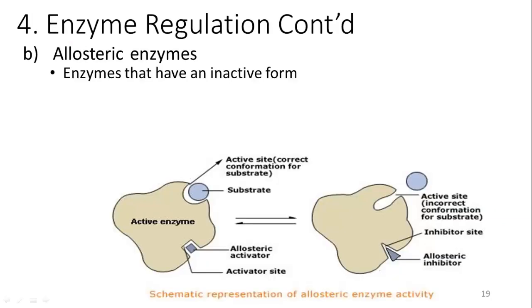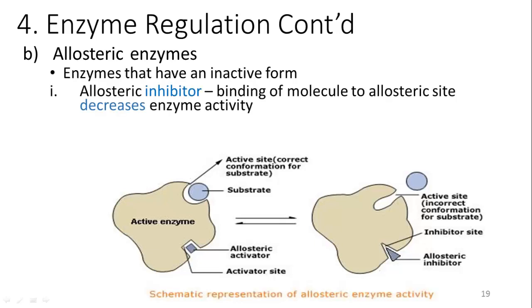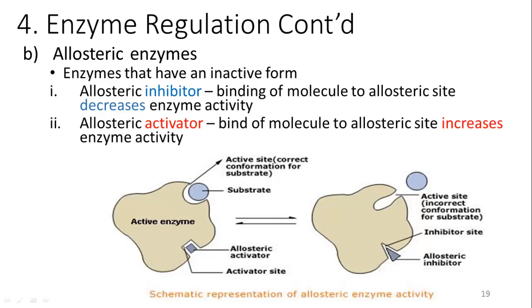Allosteric enzymes are enzymes that have an inactive form. Now, the inactive form may be because of an inhibitor or an activator. In an allosteric inhibitor, when it is bound at the inhibitor site, the shape of the enzyme changes so that it cannot be used. If it's an activator, in order for it to work, the allosteric activator has to be bound, and then it can attach to the substrate.